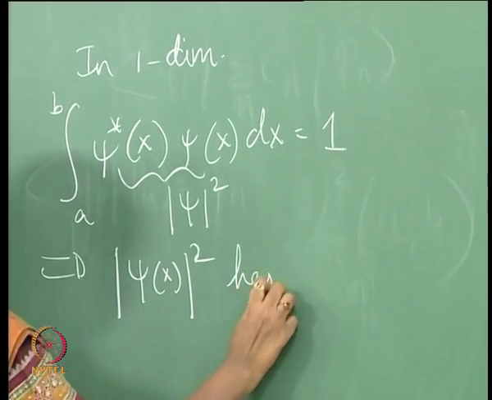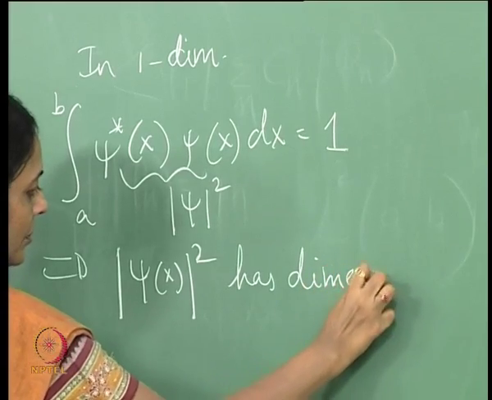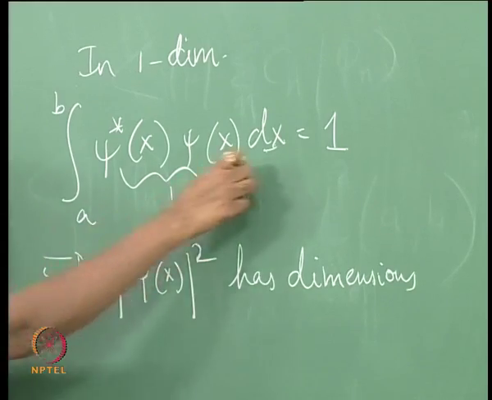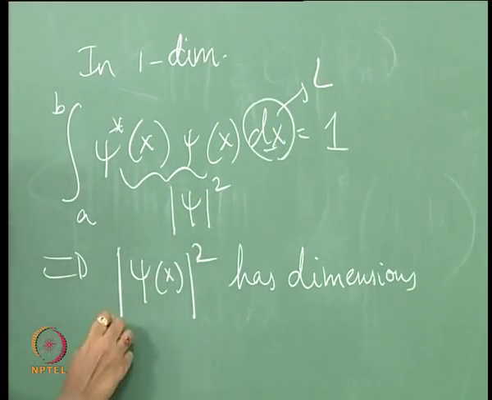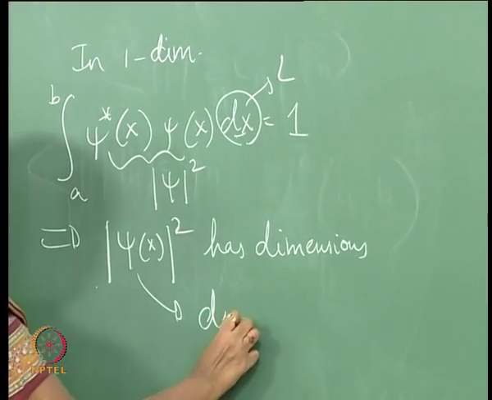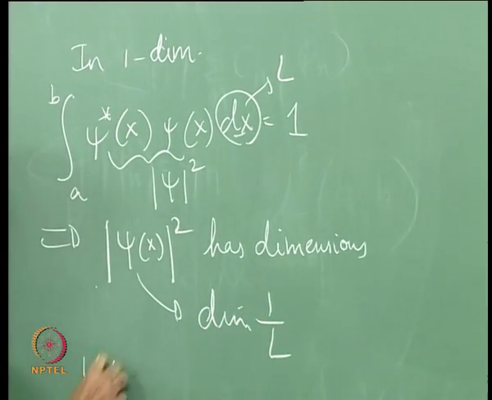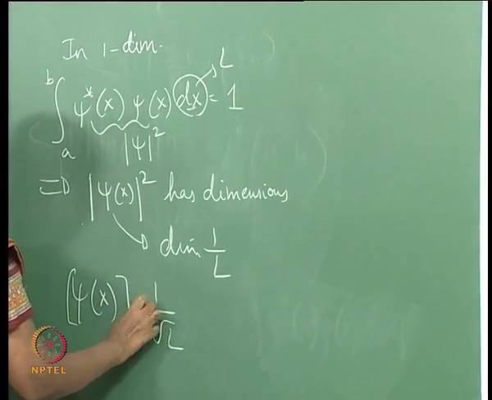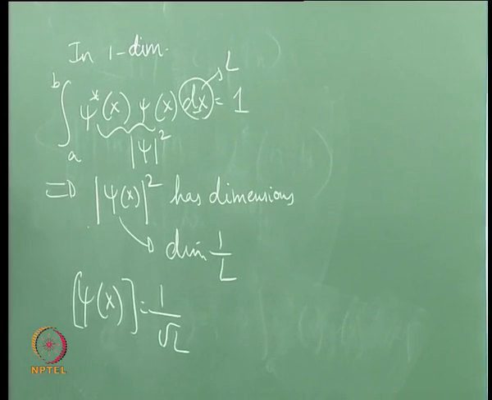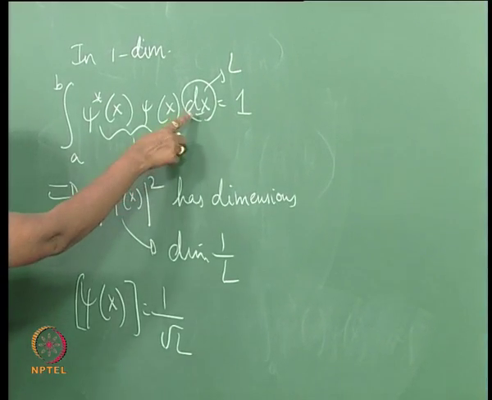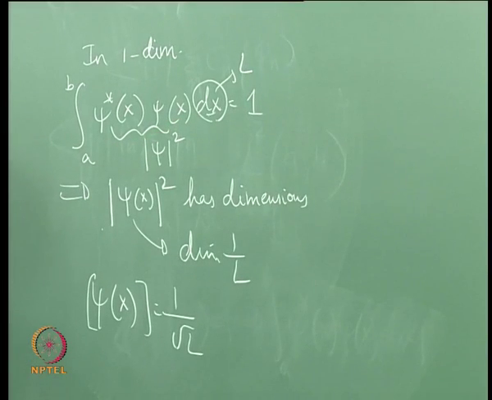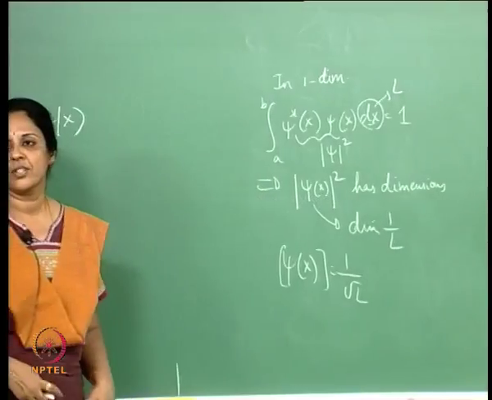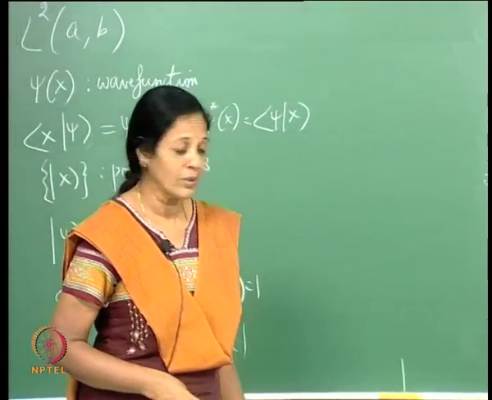has dimensions 1 by length. This is dimensions length, and therefore mod psi squared has dimensions 1 by length, and therefore psi of x has dimension 1 by root L. This is in one dimension. Now suppose we were doing 2 dimensions, that would have been a d2x, and therefore psi star psi would have dimensions 1 by L squared, and psi of x would have physical dimensions 1 by L.